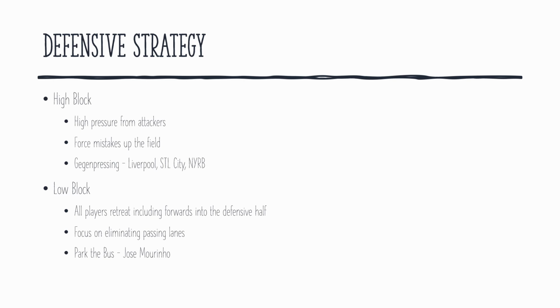Another form of defense is the low block, or parking the bus. It involves everyone dropping back into defensive positions, and this allows the opposition to have significant possession, but allows the team to conserve energy by not constantly chasing the ball. The intent here is to create a defensive shell that is impenetrable by the attackers. This requires the defenders to defend conservatively and cutting out passing lanes. It is a frustrating defensive strategy to play against, but effective if the players execute their roles.